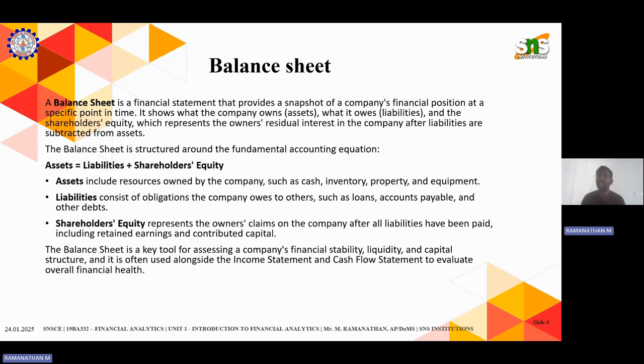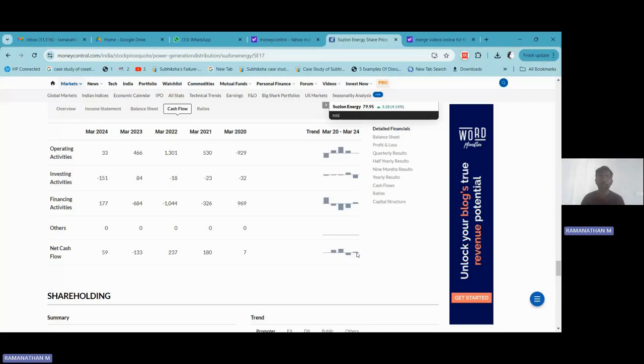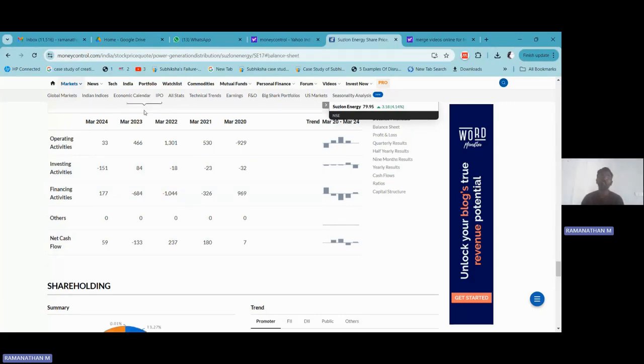So let me show how to read the balance sheet of a particular organization. I have taken Money Control, a website about the financial market. You can search any company. I have taken Suzlon Energy. Its share price is 79.95 now. You can open the balance sheet now.